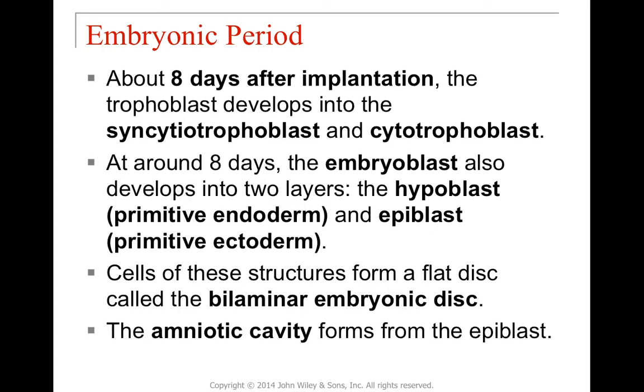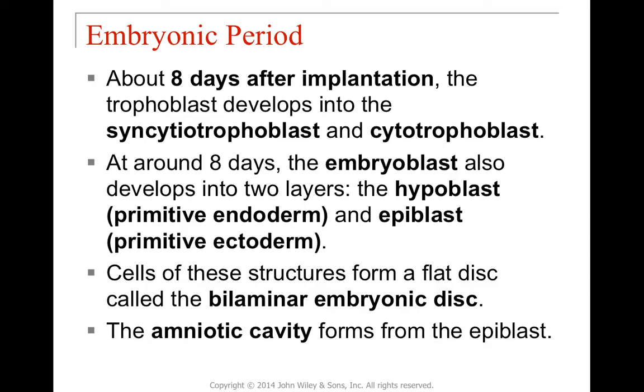About 8 days after the implantation event, that trophoblast that we talked about is going to develop into 2 different regions. It's now going to become the syncytiotrophoblast and the cytotrophoblast. And that embryoblast is also going to split into 2 separate layers. These 2 separate layers are going to be the endoderm and the ectoderm, and later on they're going to end up adding a mesoderm. Currently, though, we only have 2 layers, and again, the embryoblast splits into the hypoblast, which becomes the endoderm, and the epiblast, which is going to become the ectoderm.